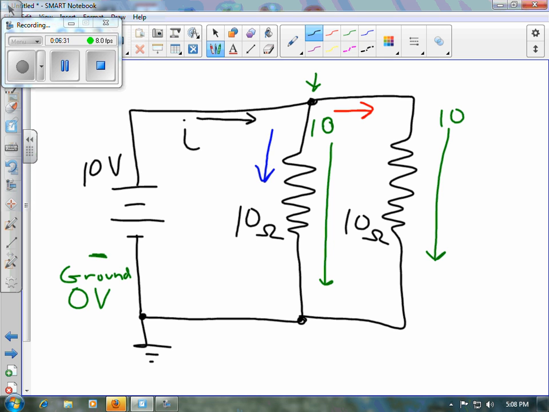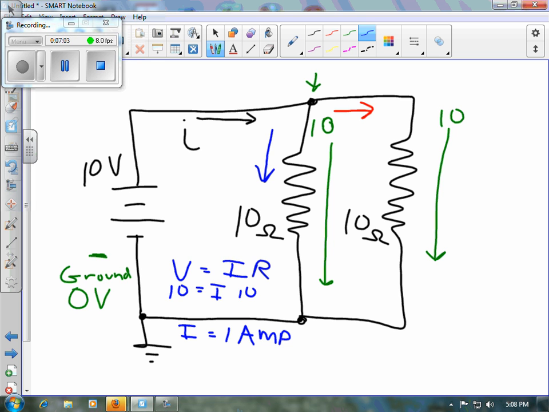So what would be the current through each resistor? What's the current through each individual 10 ohm resistor? Anybody know? Yeah, right. 10 divided by 10 is 1. So V equals IR. So 10 equals I times 10. So I equals 1 amp.